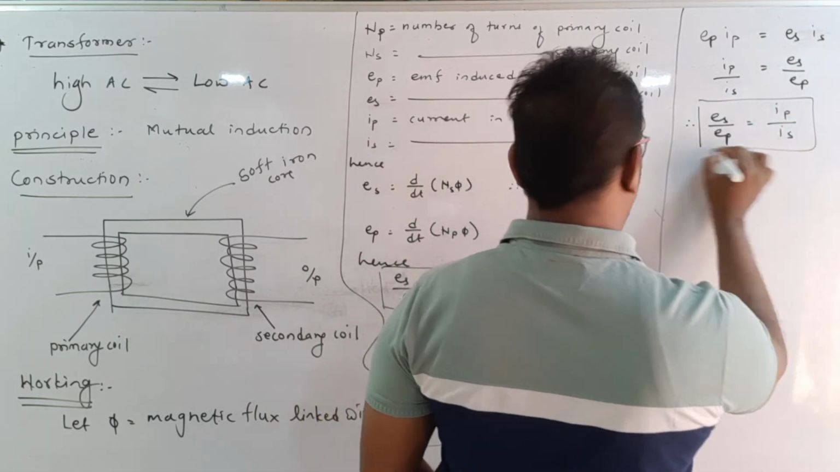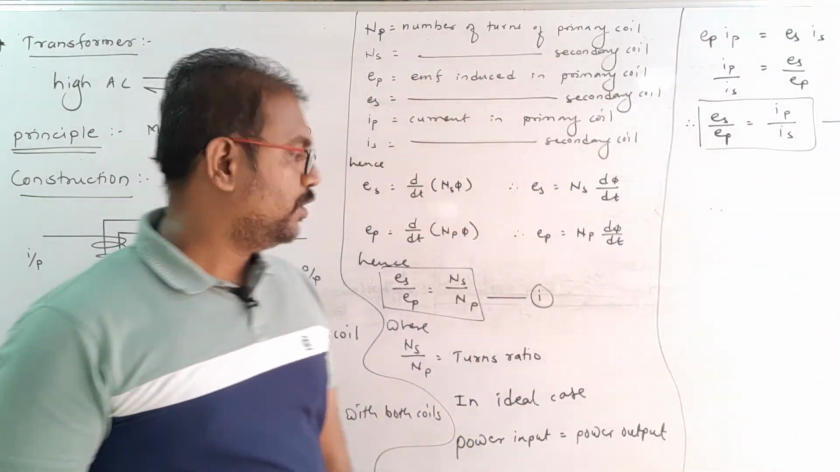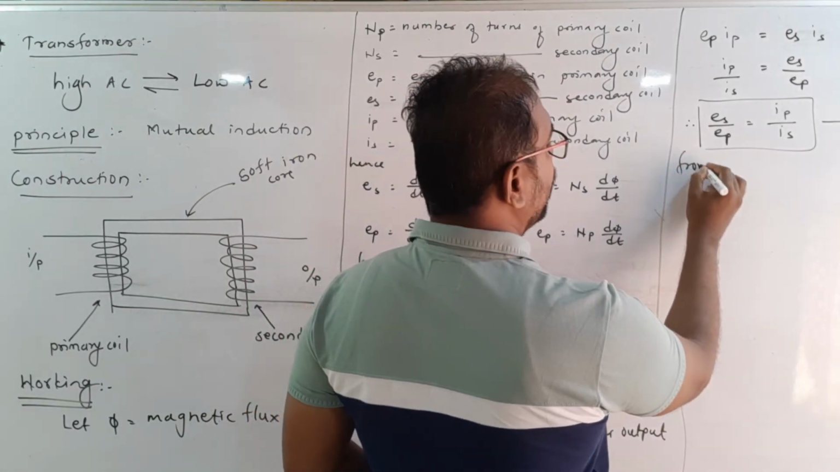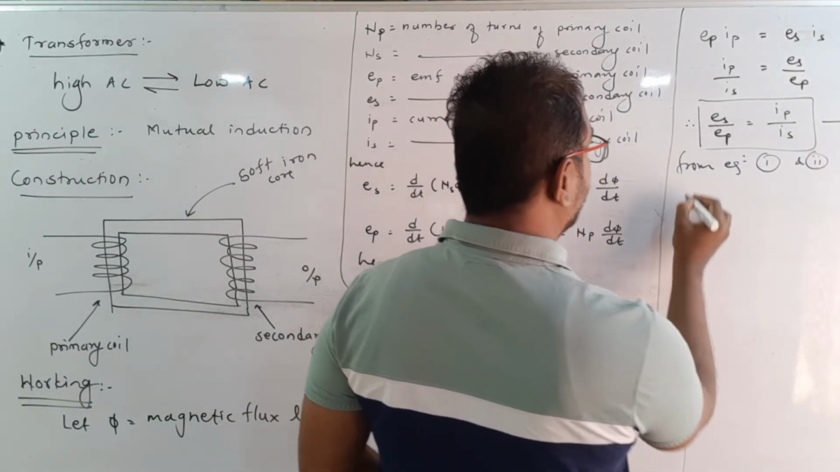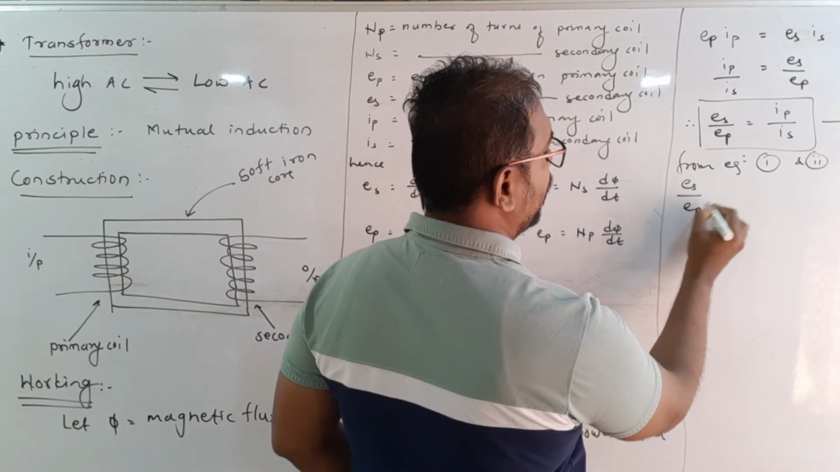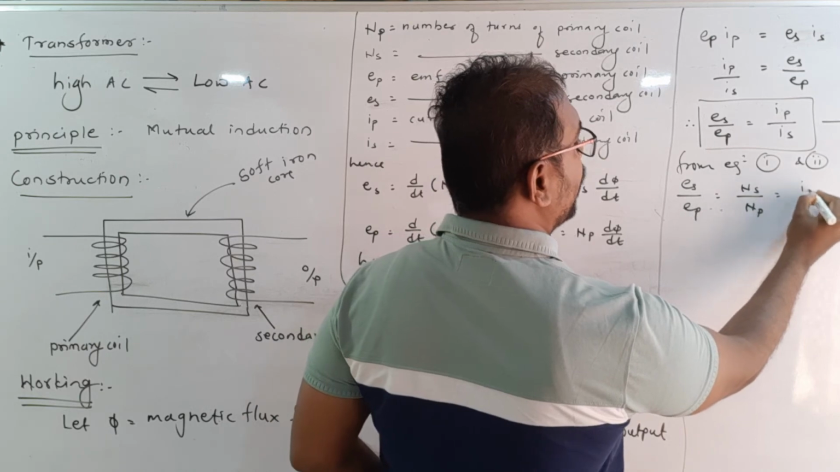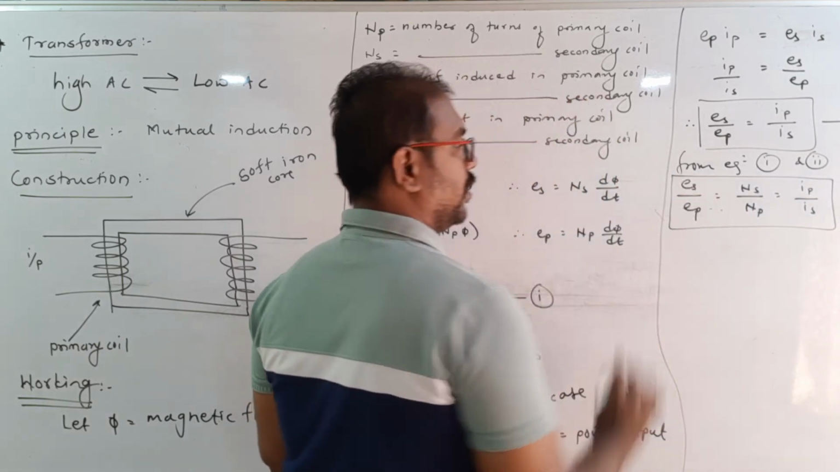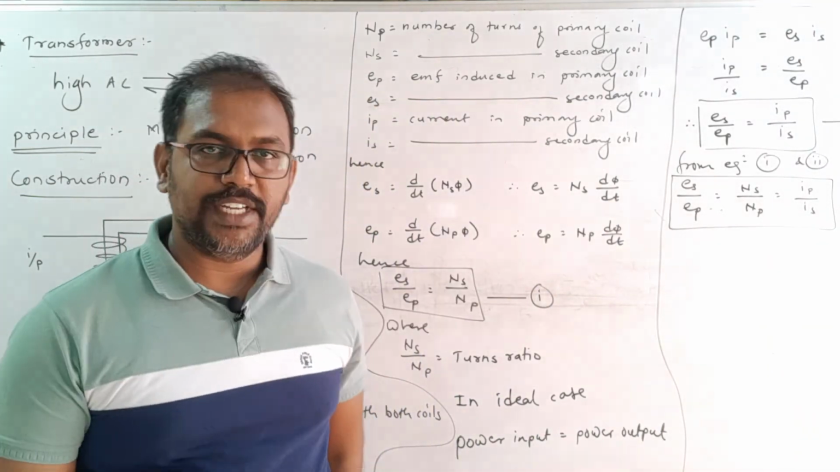This is equation number 2. You can see equations 1 and 2, one side is the same. From equations 1 and 2, we can write the first-hand formula for the transformer: NS by NP is equal to IP by IS. So here we get the first-hand formula.